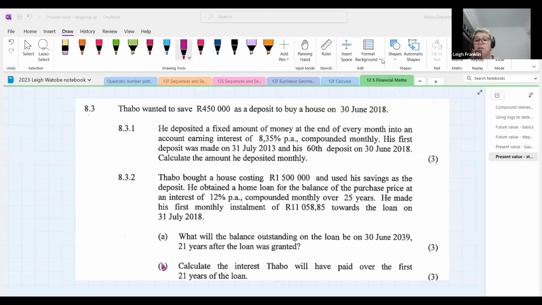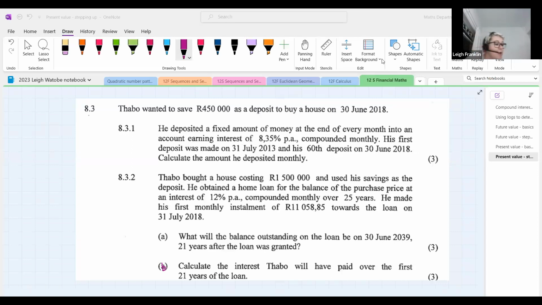So let's read this question carefully. Thabo wants to save 450,000 Rand as a deposit to buy a house on the 30th of June 2018. In 8.3.1, he deposited a fixed amount of money at the end of every month into an account earning interest of 8.35% per annum compounded monthly. His first deposit was made on the 31st of July 2013, and his 60th deposit on the 30th of June 2018. Calculate the amount he deposited monthly.